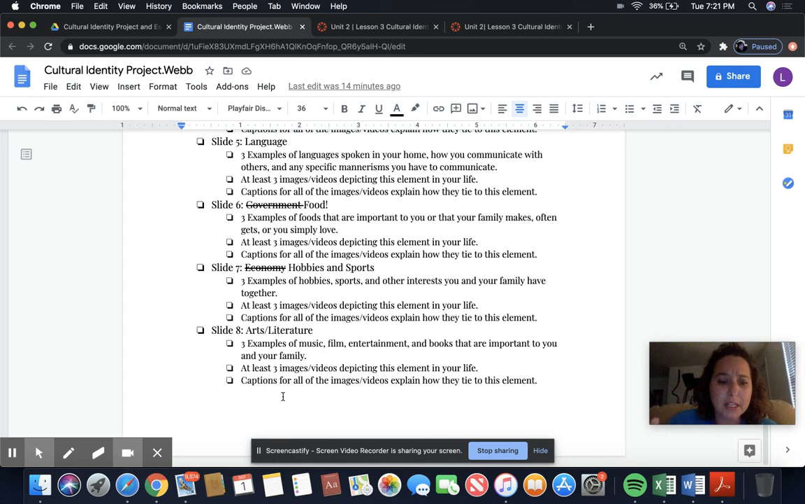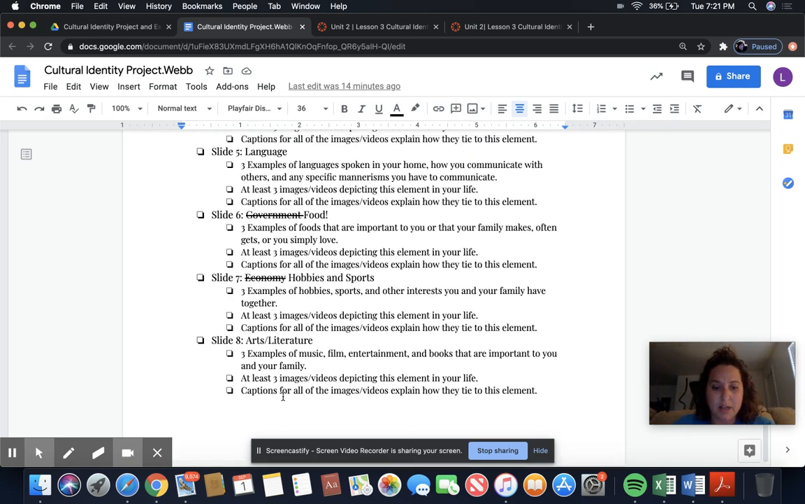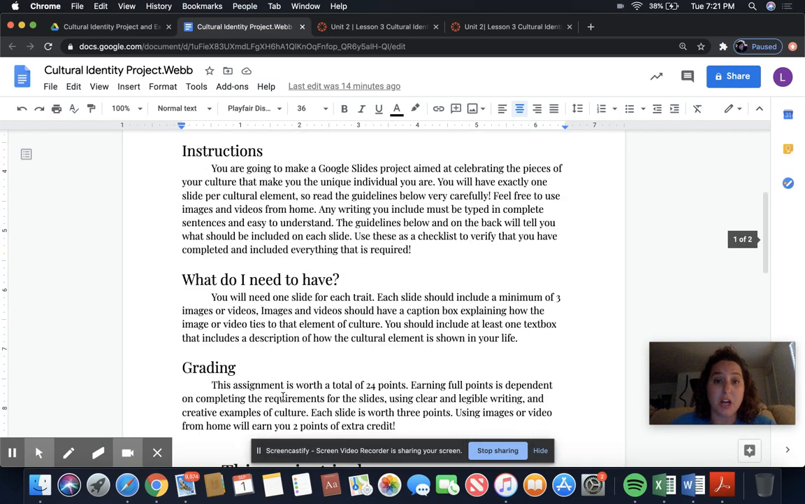Remember, so three examples of music, film, entertainment, and books that are important to you and your family, and at least 3 images, videos depicting this element in your life. All right, and that is all for the project.